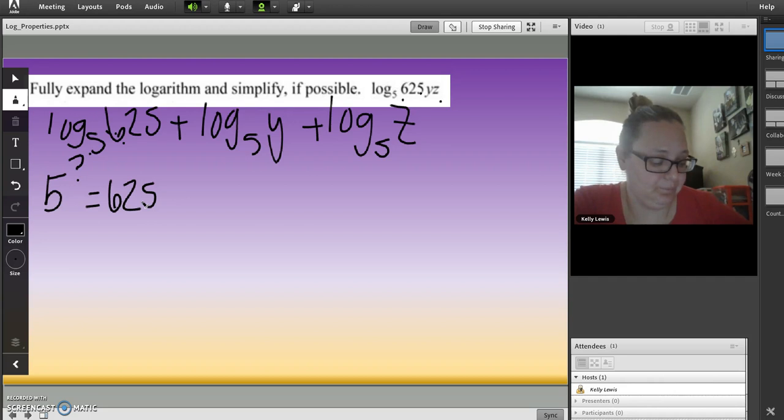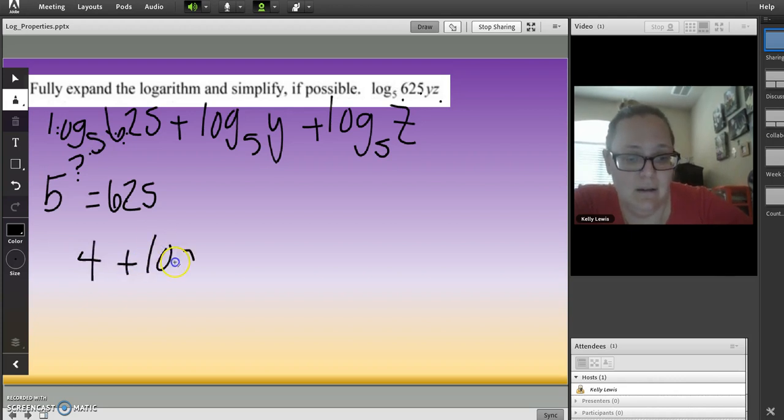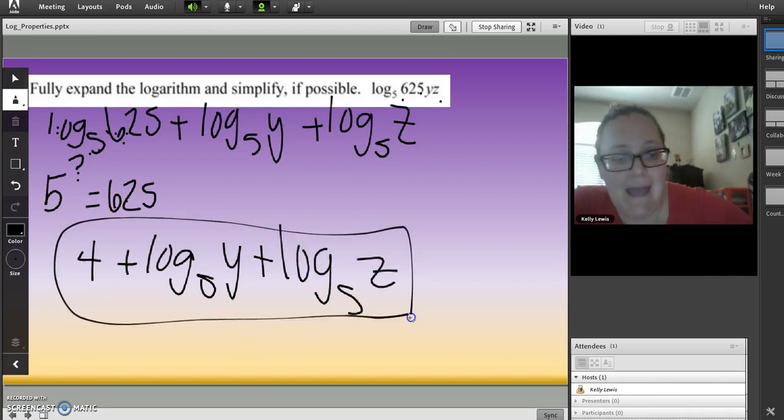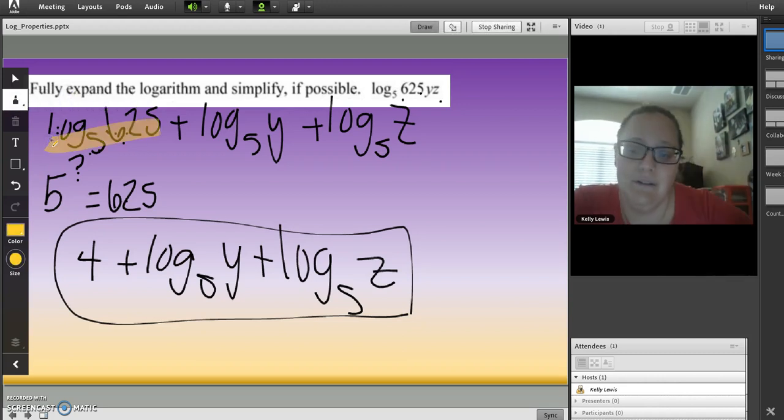Either way, the answer is 4. So 5 to the 4th power is 625, or if you stuck in your calculator, log 625 divided by log 5 equals 4. So this is 4 plus log base 5 of y plus log base 5 of z. And we had to simplify this guy because it was all numbers. These we can't simplify because there are variables.